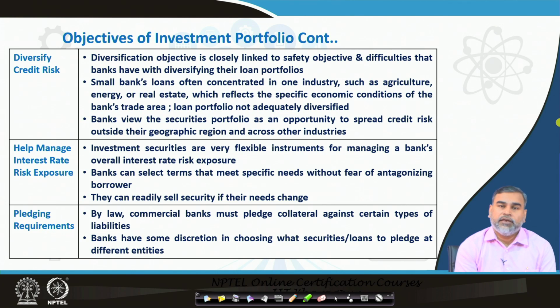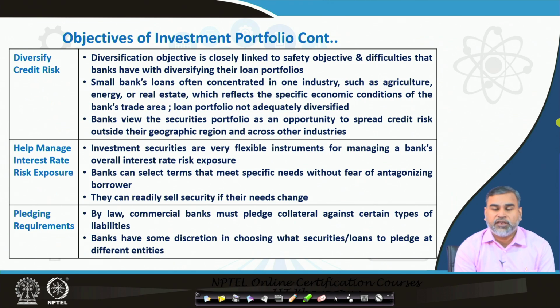So, accordingly they can take investment positions which totally depend upon their own decisions, by which the credit risk and interest rate risk exposure can be reduced. They can readily sell the securities if their needs change. Then, by pledging requirements, by law the commercial banks must pledge collateral against certain types of liabilities, and banks have some discretion in choosing what securities or loans to pledge at the different entities.